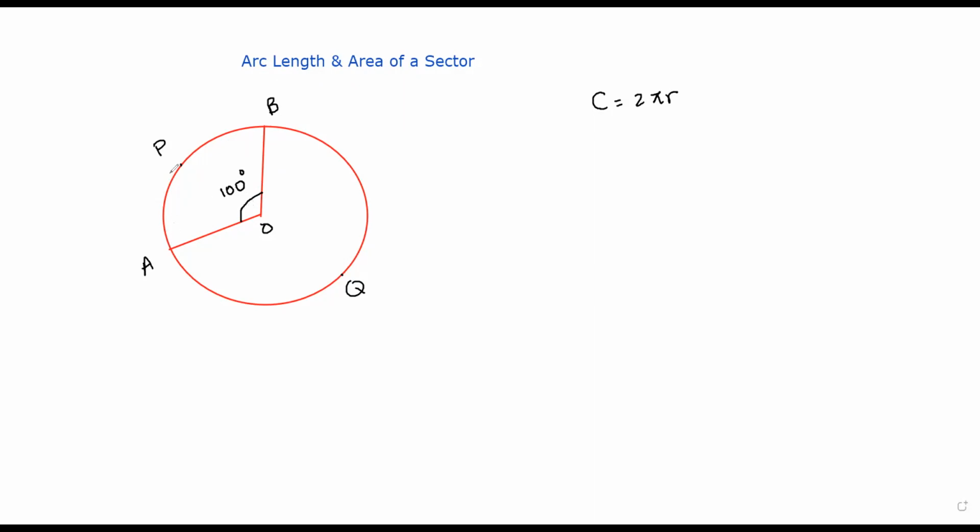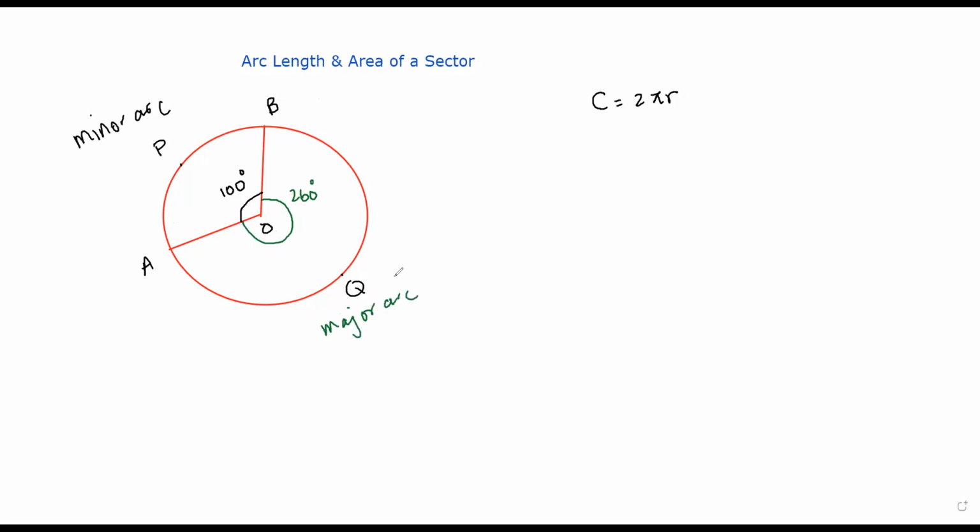Like if you look at this APB arc, this one is the minor arc here, okay? This is the minor arc APB. This one, AQB, this part of the circumference, if I can show you the angle here, this angle is 260 degrees. You can see that this is clearly a bigger angle. So this AQB is the major arc here.